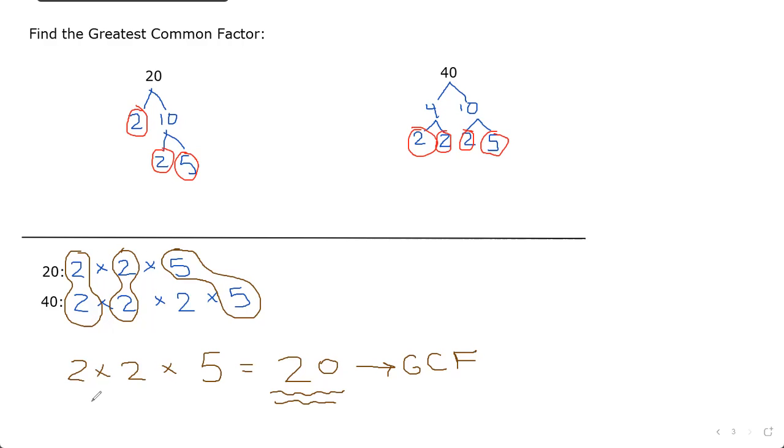All right. So realize that in this multiplication, 2 times 2 times 5, first you do 2 times 2, which is 4, and then you multiply times 5, which equals 20.